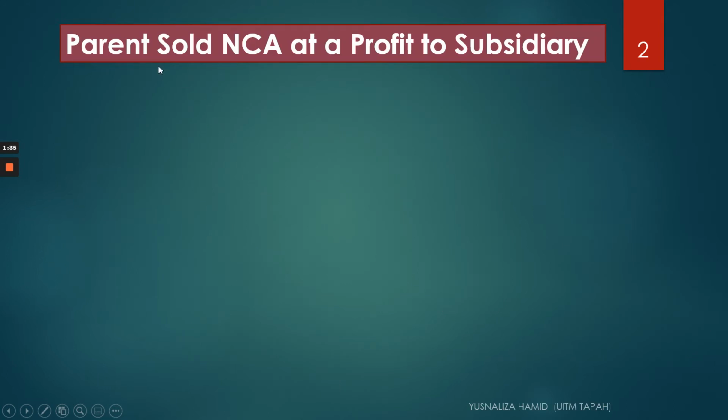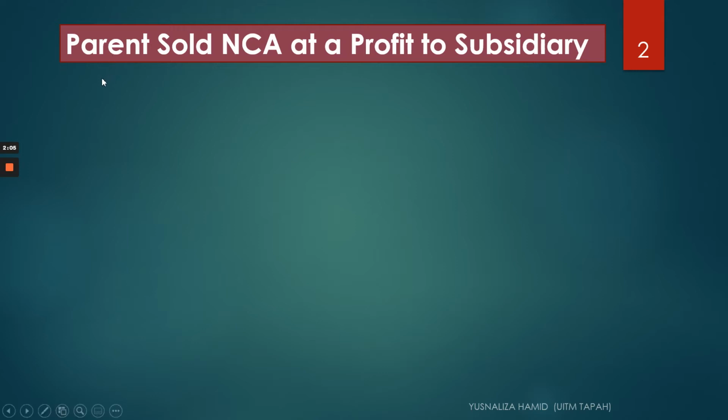When we talk about intra-group transactions, before this, they may deal with intra-group sale of inventories, but for today, we're going to focus on the intra-group sale of non-current assets, or here I'm using NCA. There are two situations that I'll be focusing on here, explaining the scenarios first before we proceed with the second video, which is on the illustration.